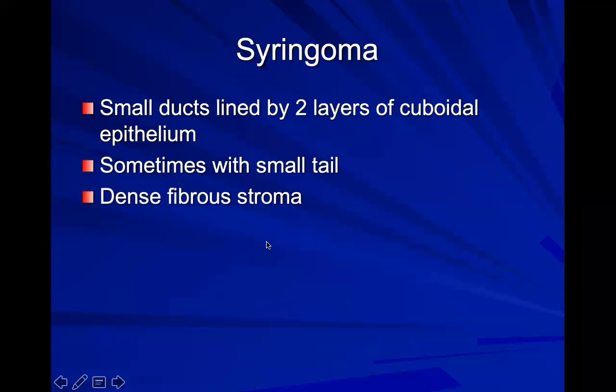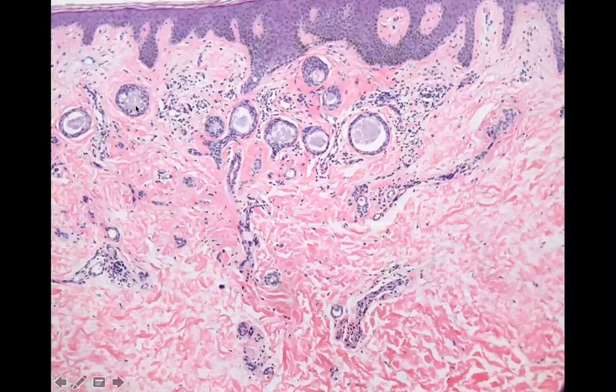All right, syringoma. Now this is a little more complex. You've got your ductal lining, 2 layers of cuboidal epithelium. This we mostly agree is an eccrine lesion. Sometimes they have a little small tail, so it's on your paisley tie differential, and it has a dense fibrous stroma. That's what's noteworthy about it.